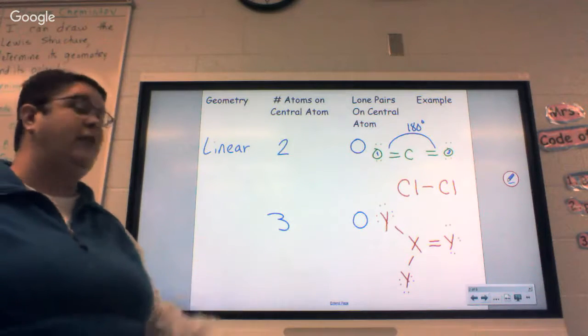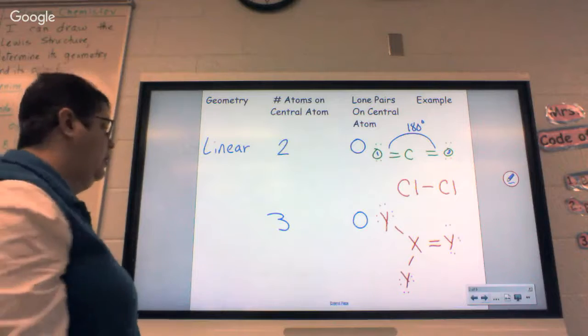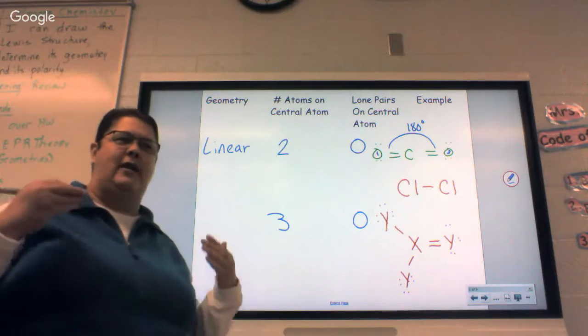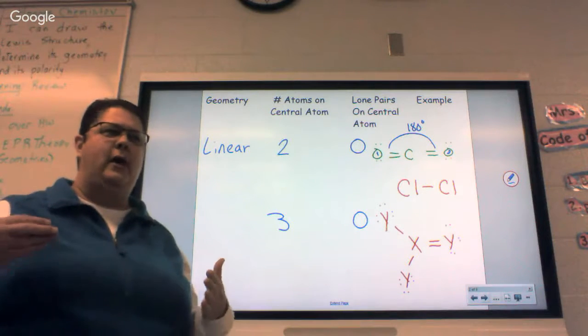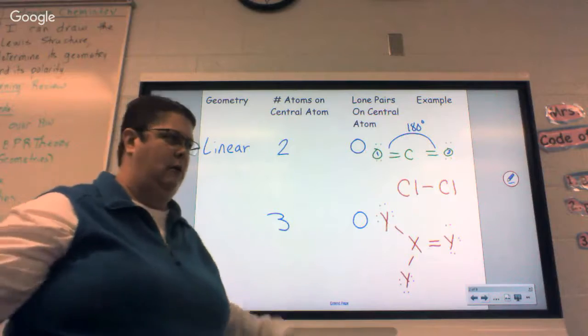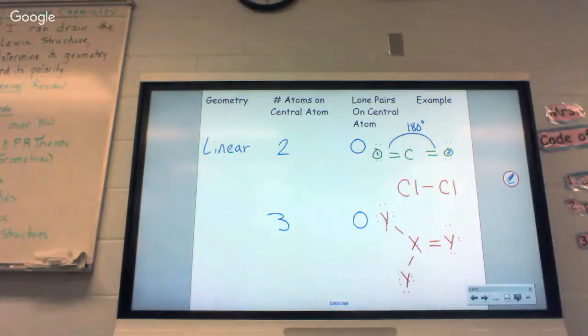But I will do one with a lone pair next if you would like me to. I just want to explain where the geometries come from, because I think it's easier to learn them if you're not just learning 3 and 0 and they're abstract. The number of atoms on a central atom is referring to what surrounds it.